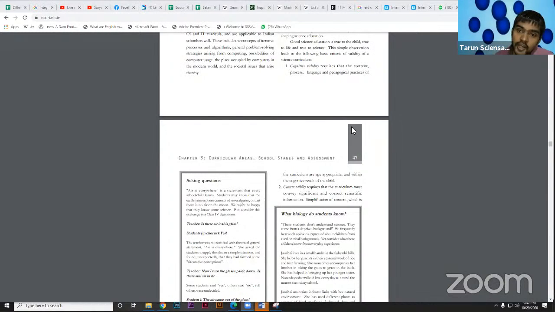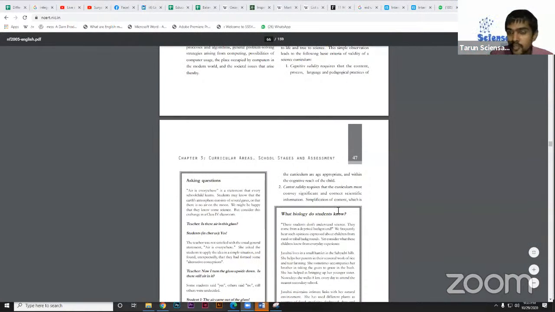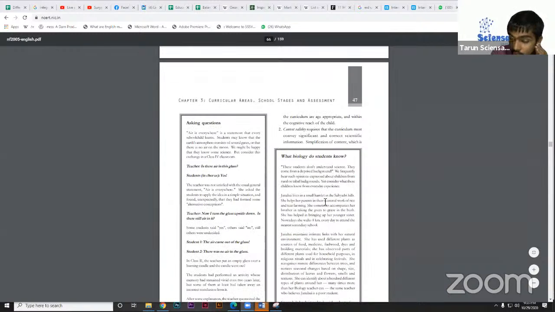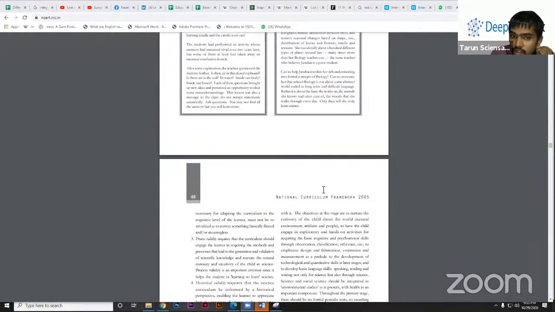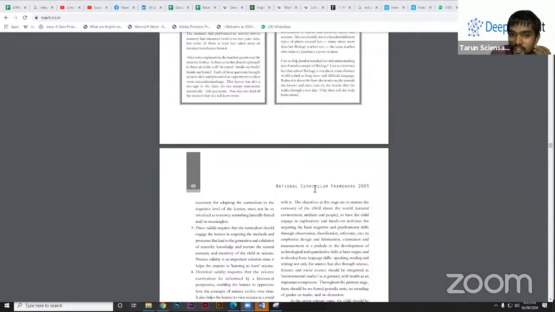Content validity requires that the curriculum must convey significant and correct scientific information. That the information be significant and it also be correct. Simplification of content, which is necessary for adapting the curriculum to the cognitive level of the learner, must not be so trivialized as to convey something basically flawed or meaningless. Don't dumb it down. In the process of trying to simplify something, don't dumb it down so badly that you're making it flawed or meaningless.